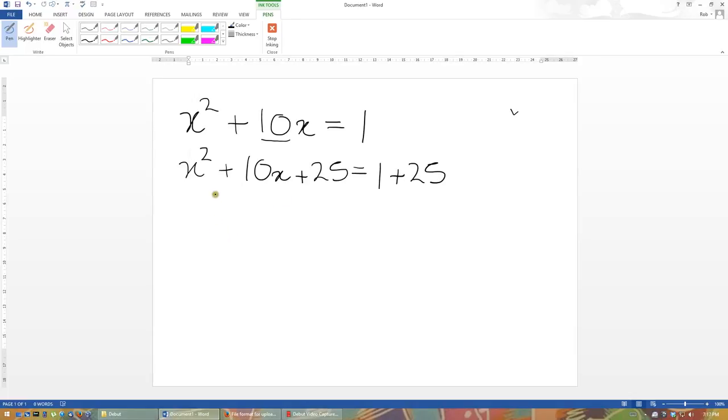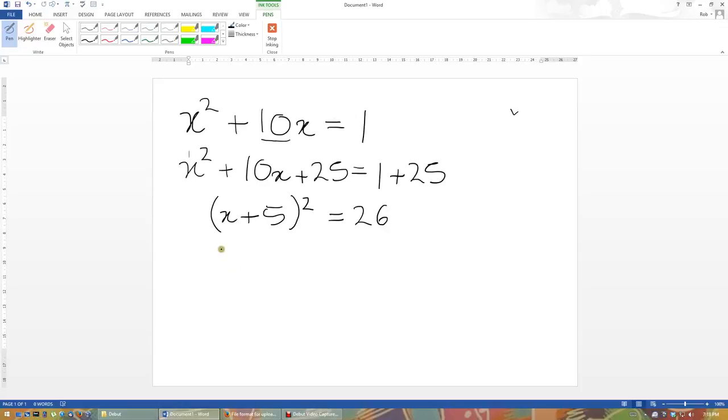To factorize that, again, the magic number is the coefficient of the x term halved. So half of 10 is 5, so that perfect square factorized is x plus 5 all squared. On the right hand side we have 1 plus 25, which is 26.